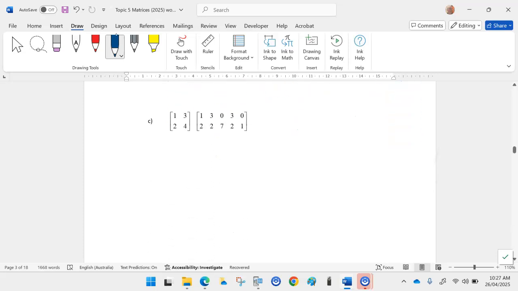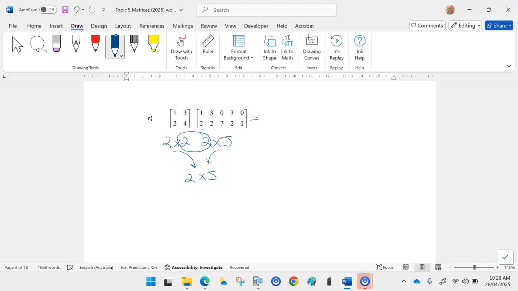Maybe not. So the next one, and the last one. So what do we have here? So we've got a 2 by 2 matrix. I'm going to multiply that by something which has 2 rows and 5 columns. Can we multiply them together? Yes. What are the dimensions going to be of my product? 2 by 5.